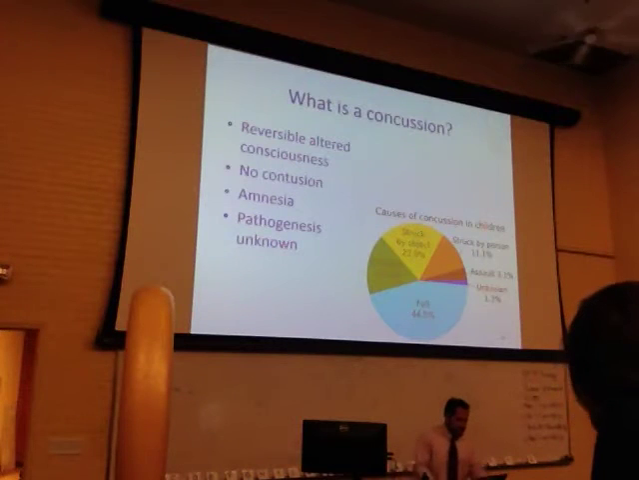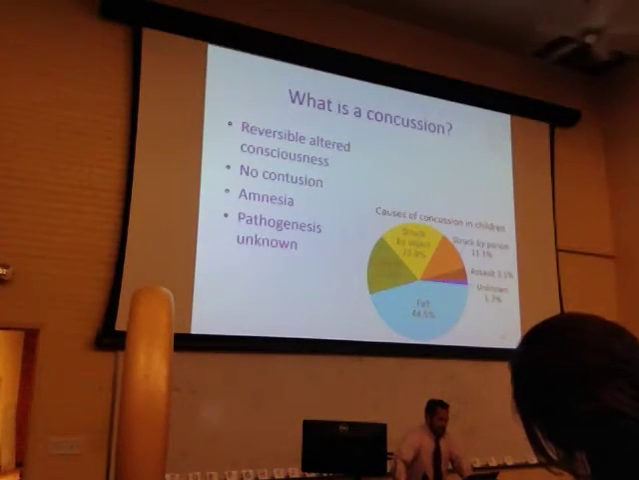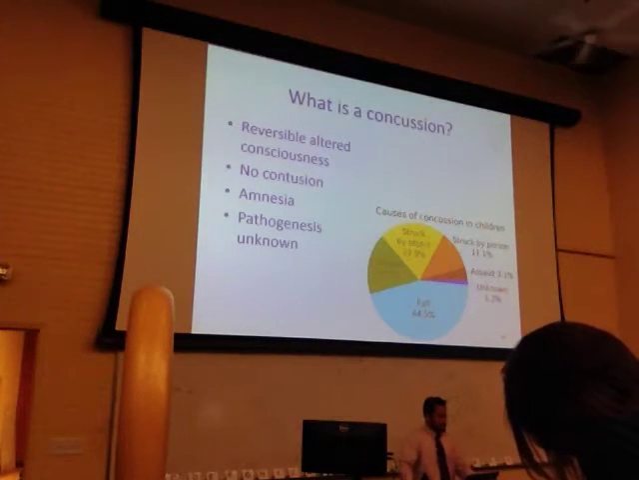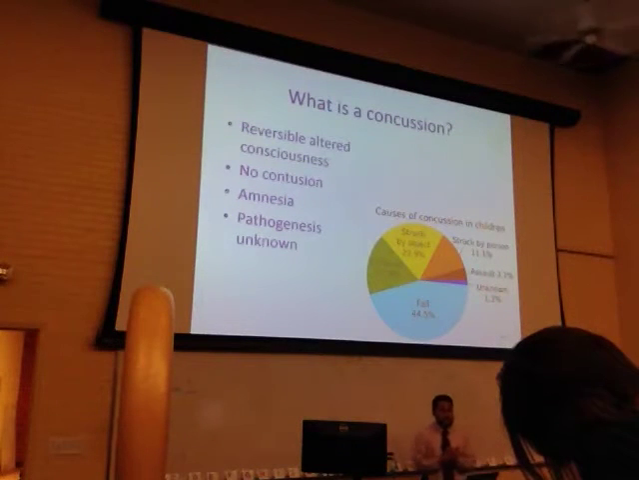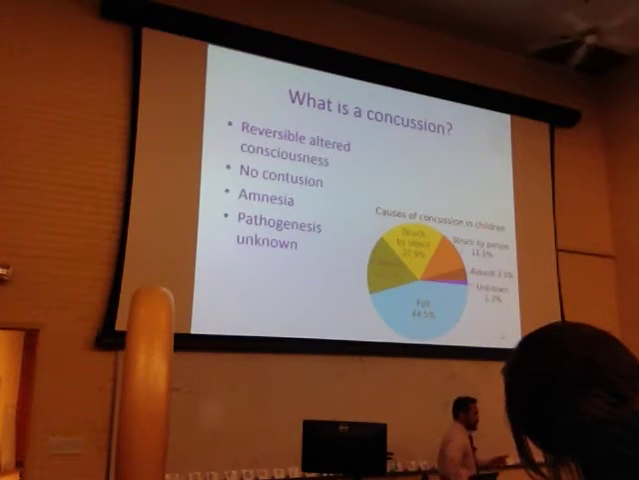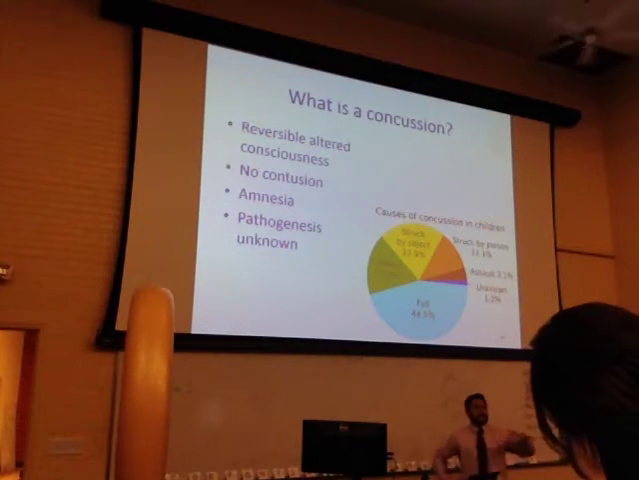So a concussion is defined as a loss of consciousness. There may be a temporary respiratory arrest where the patient stops breathing. They have a loss of reflex activity because they're not consciously awake. And there could be retrograde or anterograde amnesia. They forget things that happened before or after the event for a period of time.